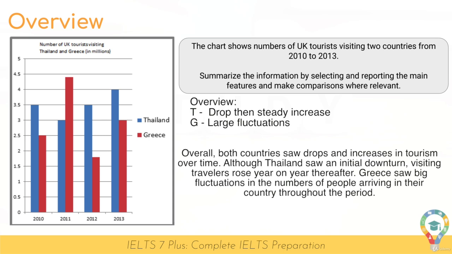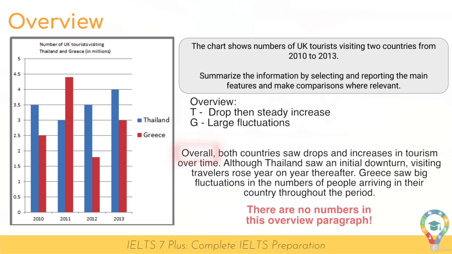Overall, both countries saw drops and increases in tourism over time. Although Thailand saw an initial downturn, visiting travellers rose year on year thereafter. Greece saw big fluctuations in the numbers of people arriving in their country throughout the period.